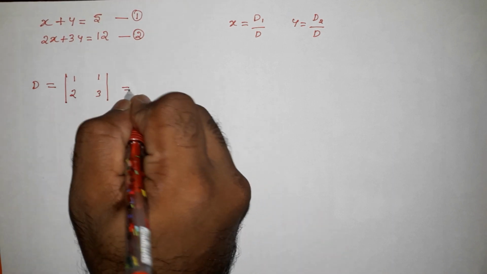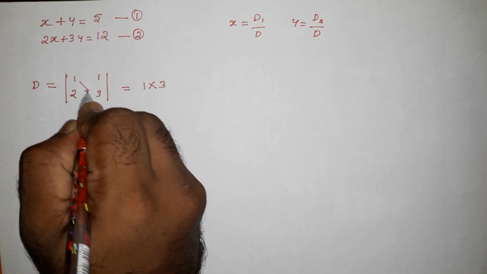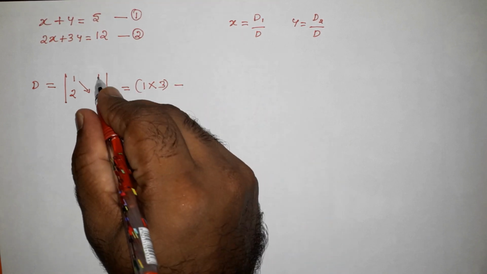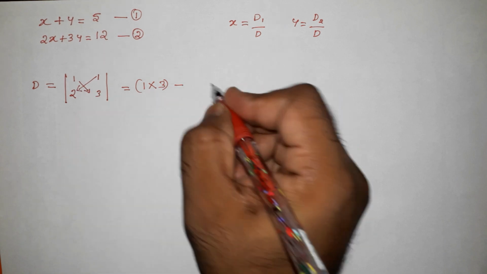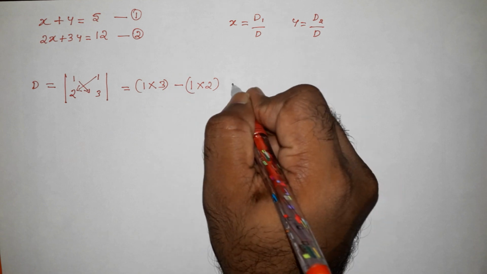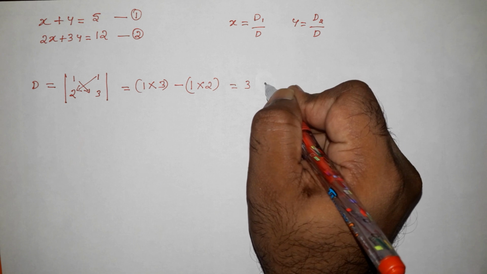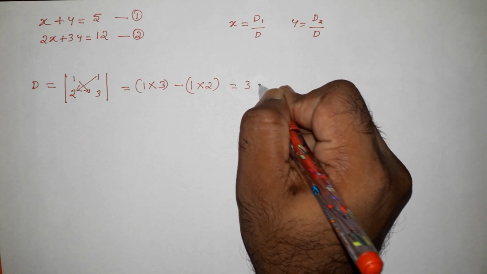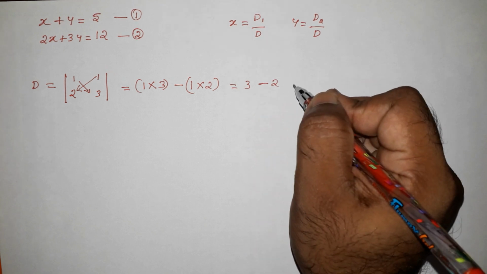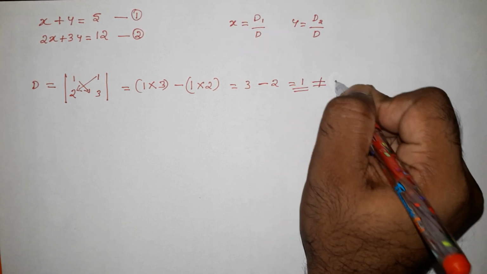Cross multiplication, 1 into 3 minus 1 into 2. 1 into 3 is equal to 3. 1 into 2 is equal to 2, that is minus is there. 3 minus 2 is equal to 1, is not equal to 0.